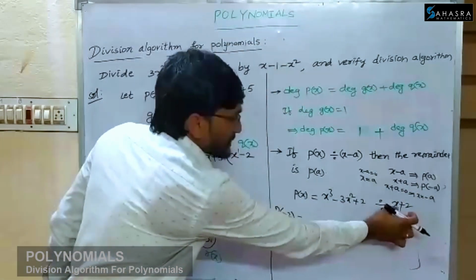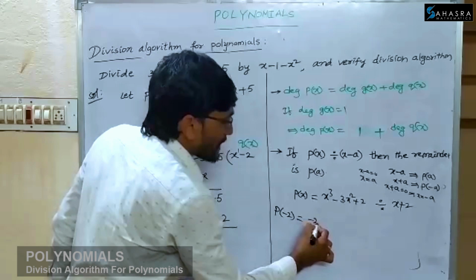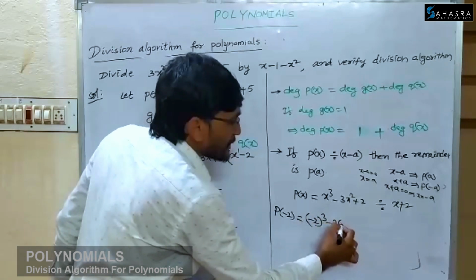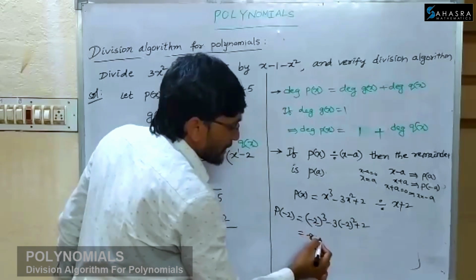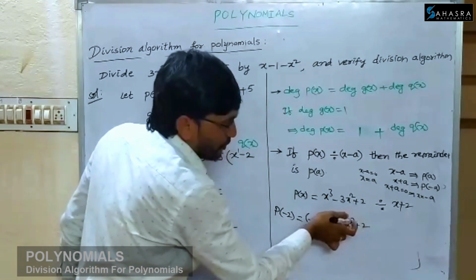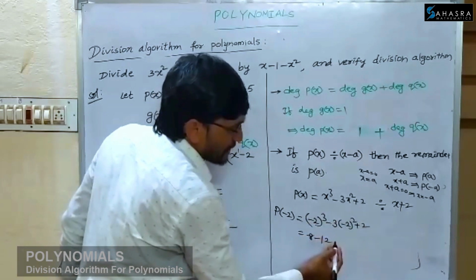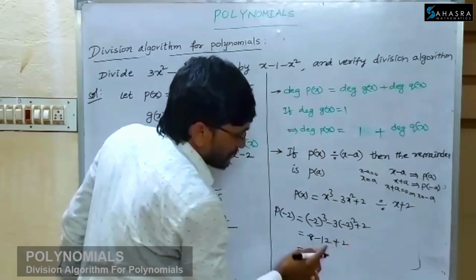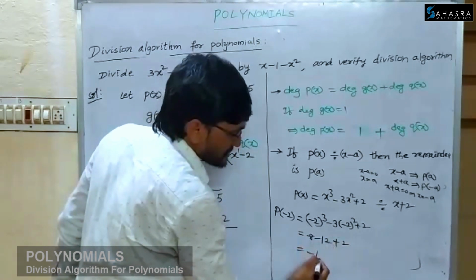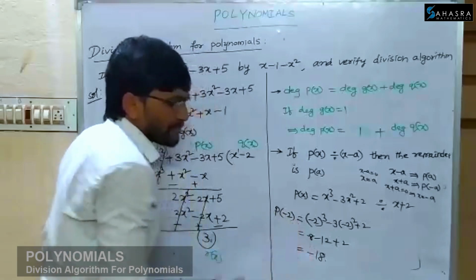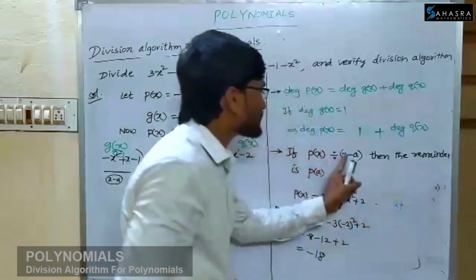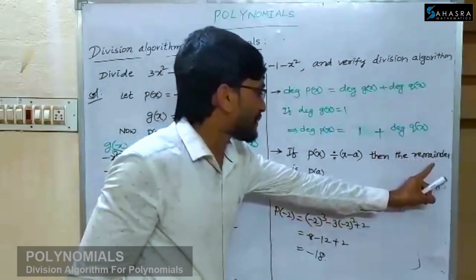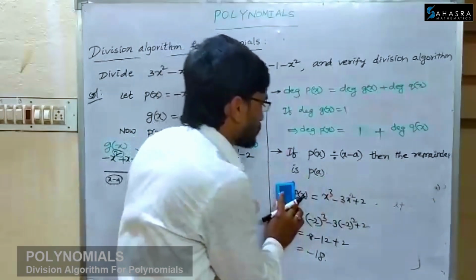So divided by x plus 2, then p of minus 2 is equal to minus 2 whole cube minus 3 into minus 2 whole square plus 2. Minus 2 whole cube is minus 8. Minus 2 whole square is 4. 4 into minus 3 is minus 12. Plus 2. So this is minus 8 minus 12 plus 2, minus 18. So the remainder is minus 18. So here the point is, if p of x is divided by x minus a, then the remainder is p of a. This is one point.